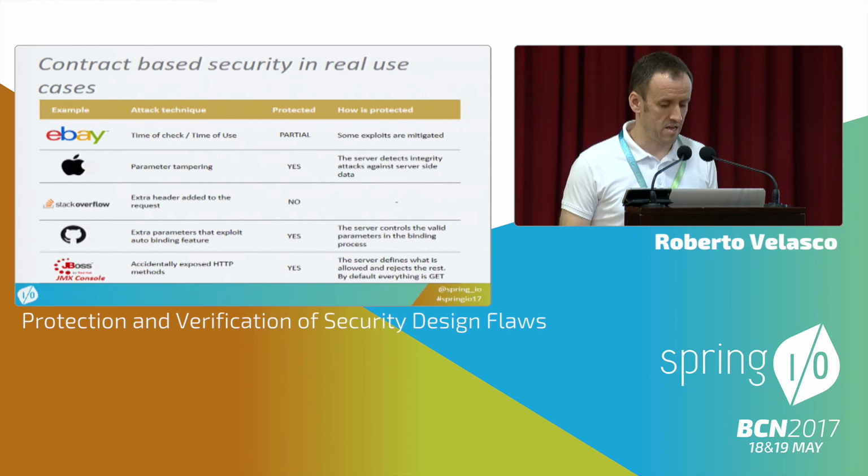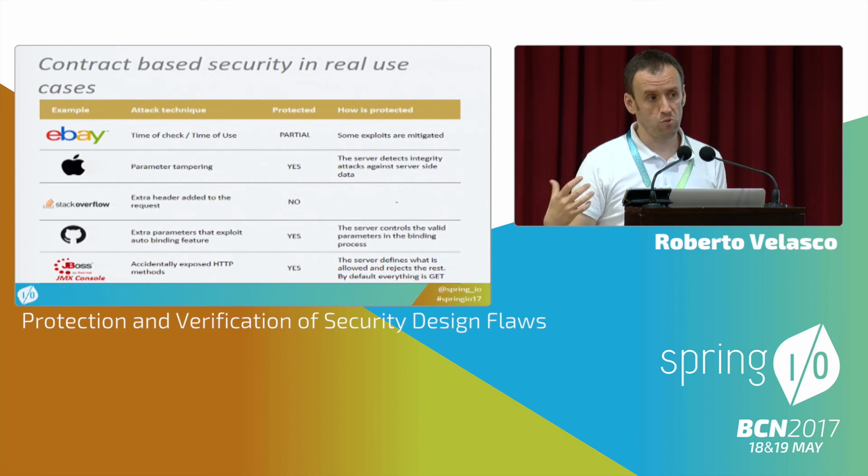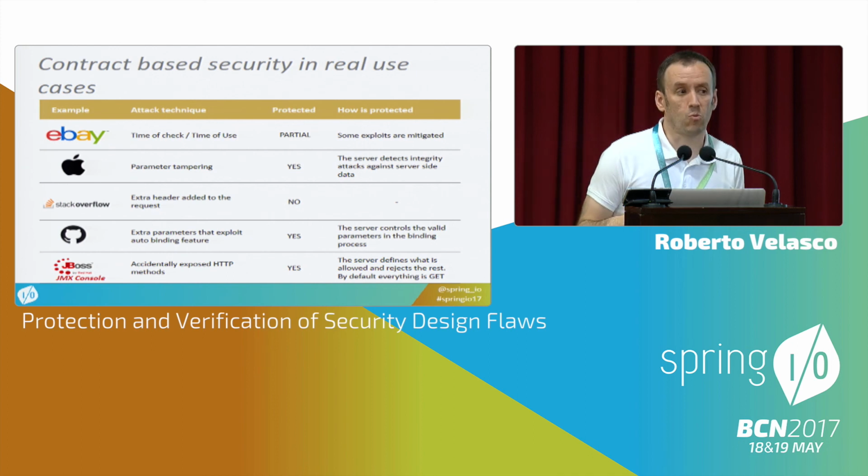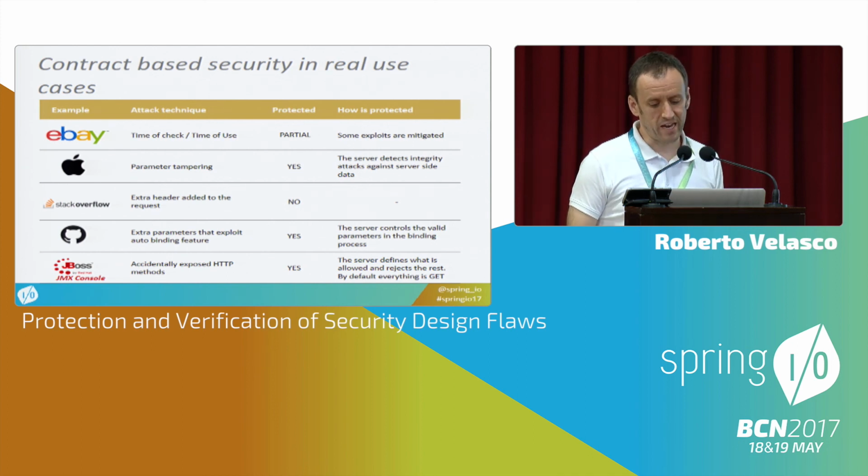And finally, the JBoss issue was based on an accidentally exposed HTTP method. When we use a contract-based approach, in our case at least, by default, when we expose a URL, when we expose a REST service, everything is GET by default. If you want to change that behavior, you have to publish explicitly which methods you want to expose. So we can avoid this indirect way to publish things. As you can see, we cannot solve everything, but we can solve a significant part of the issues.